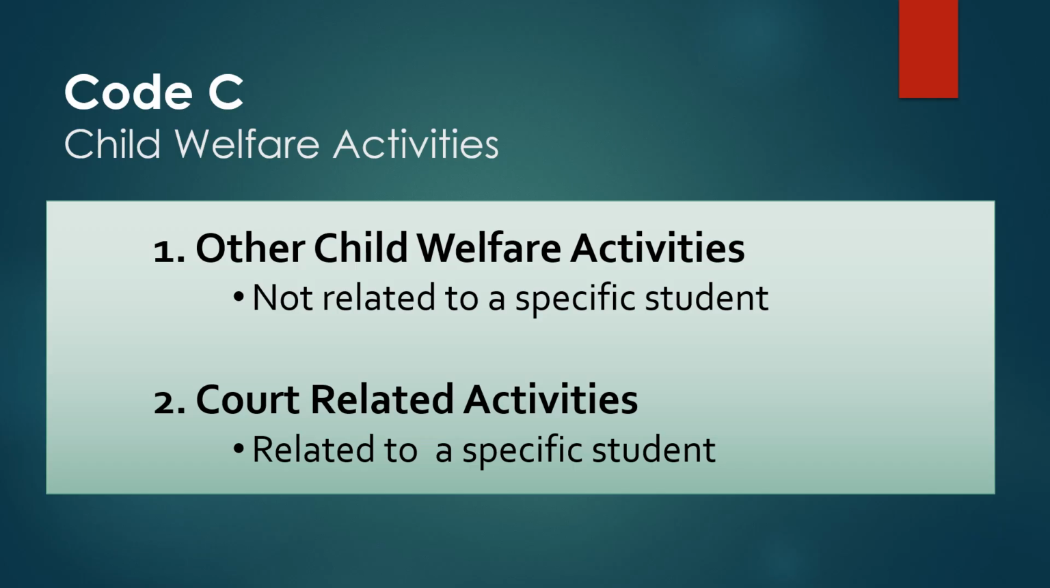The second part of this code is related to activities for a specific student who is currently in foster care. Examples of this would include working with a school liaison officer in preparation for court, assisting in activities to support any petition for the county related to foster care placement, preparing for or participating in court hearings or administrative review, including presenting testimony related to foster care placement.